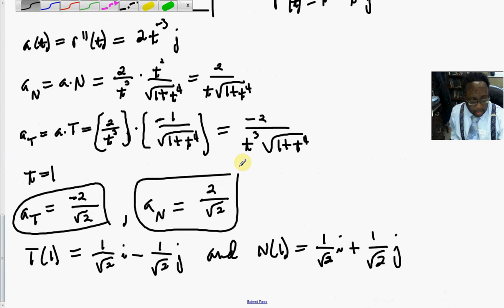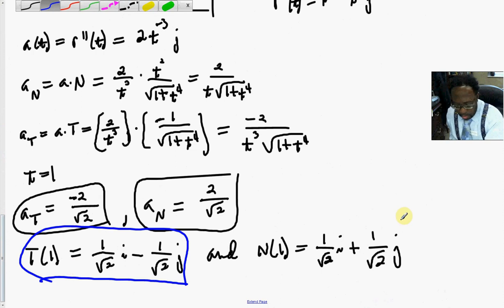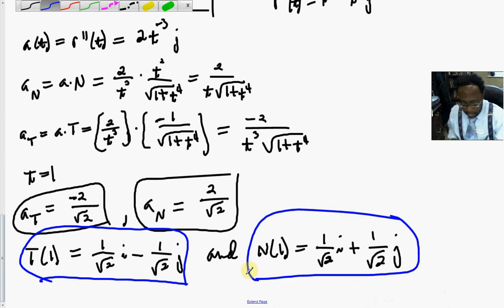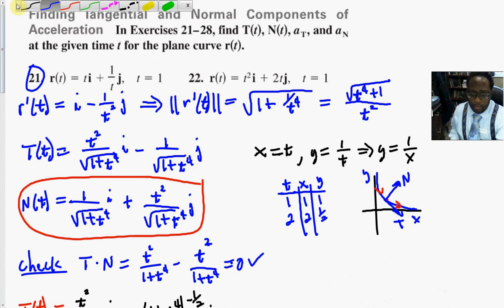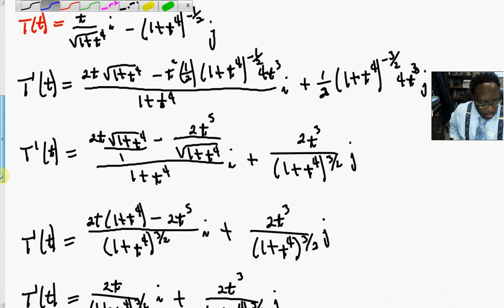That's the second thing. And then number 3, we have to find this one. And then number 4, find that. And I believe those were the 4 things that the question asked for: T of t, N of t, a sub t, and a sub n. Yes.